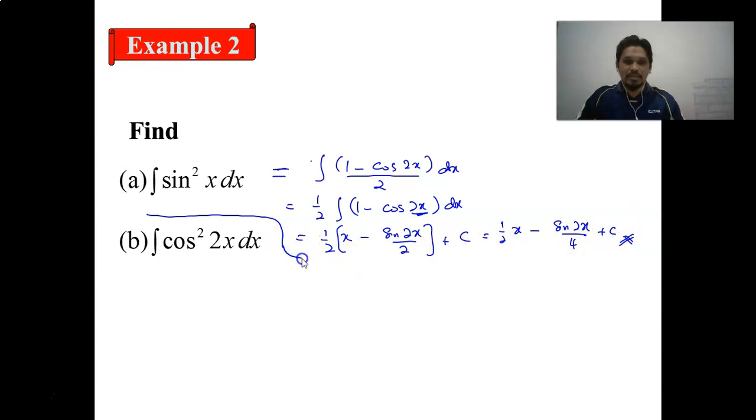So this is the solution for question A. And what about this one here now? The integral of cos square 2x dx is an integral of 1 plus cos 2, because we're talking about sine square x, so we have cos square 2x. Just imagine that the 2 and x are separate.